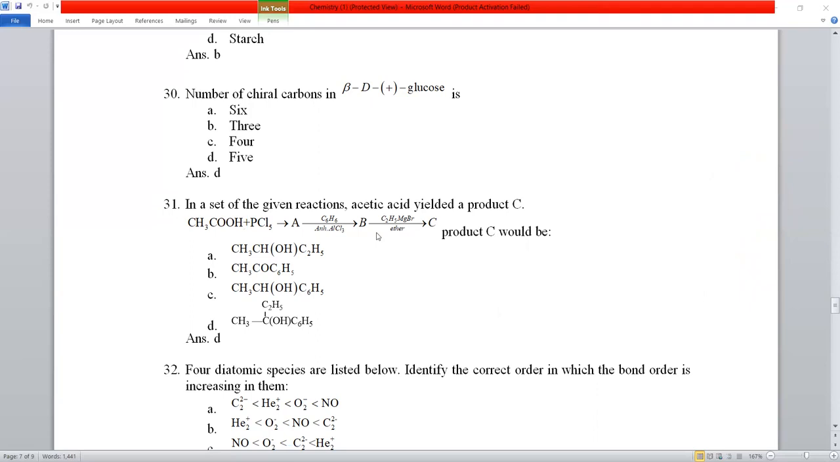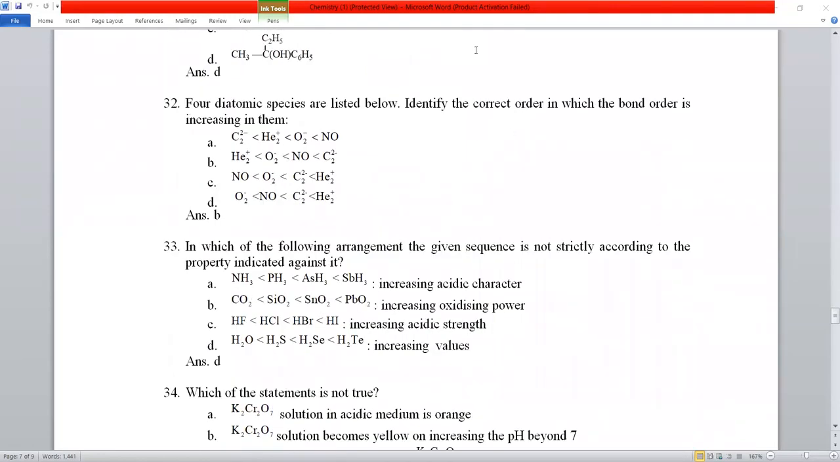Question number 32. For the diatomic species listed below, identify the correct order of increasing bond order. They're asking about bond order, so I'll give one shortcut: 14 electrons, 15 electrons, 16 electrons, 17 electrons, and 18 electrons. Among the numbers of electrons, remember only one bond order: 14 electrons has bond order 3. This alone you should remember. And decrease by 0.5 for each additional electron. So 15 is 2.5, here it is 2, here 1.5, here 1, students.